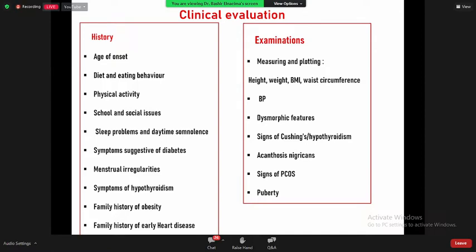Again, the weight and the body mass index, the waist circumference, you have to check the blood pressure. It is very important. You have to look for dysmorphic features. You have to look for signs of Cushing, thyroid issues, acanthosis nigricans, signs of polycystic ovary syndrome, and you have to assess puberty. So these are the important points you have to look for. For sure, you do a musculoskeletal examination for any deformities.